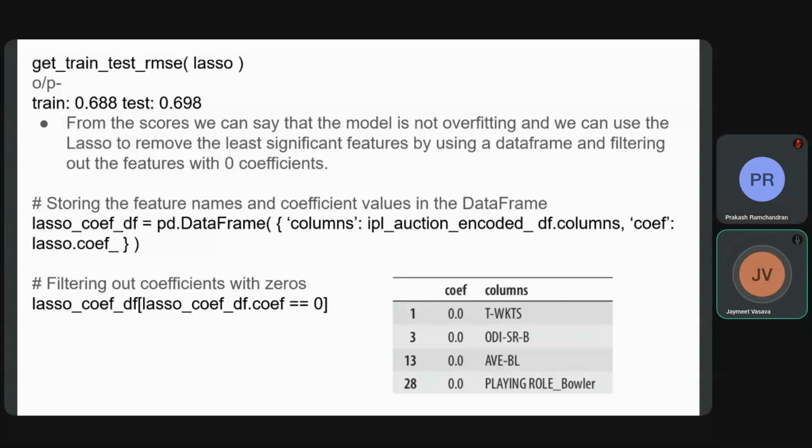And as you know, lasso takes the least significant features and makes their coefficient values almost zero. So let's see which were the coefficient values. When we use the lasso coefficients equal to 0 and its value equating to 0, you can see that wickets, ODI, strike rate, batting average, bowling, and playing role were the least significant ones.